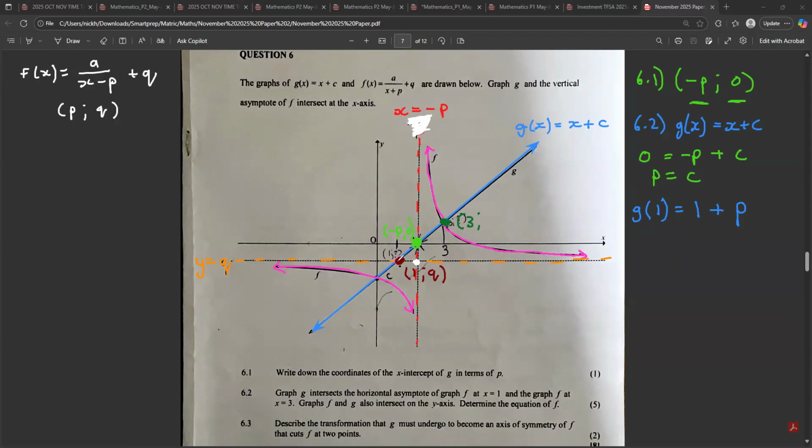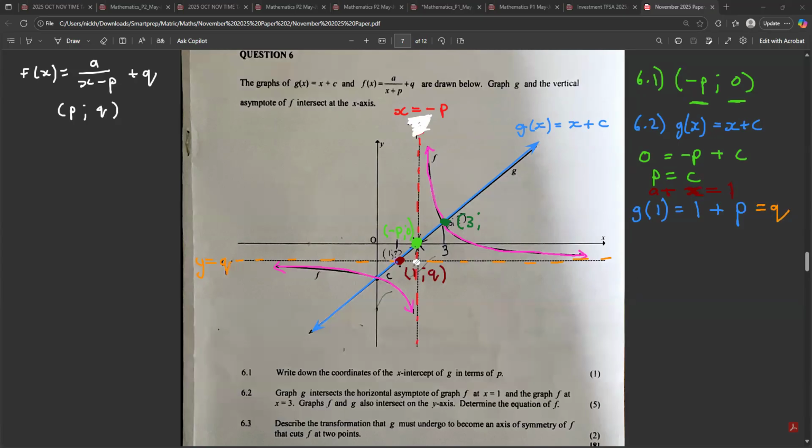Because we know that at this point here in brown, let me just put this in brown too. I'm looking at that brown point, a dark red, where x is equal to 1. That's what I'm referring to. We know that g of 1 is equal to 1 plus p, if I simply substitute in my x value of 1. And we know that is also equal to q, because at the brown point it's equal to the horizontal asymptote. So that is actually just equal to q.